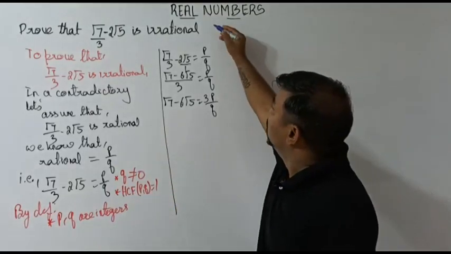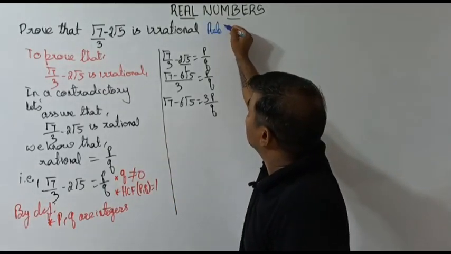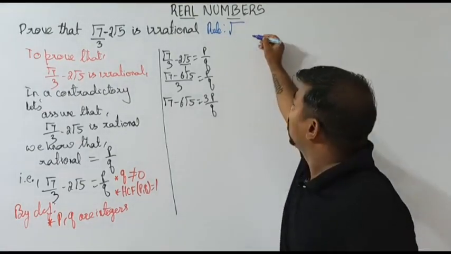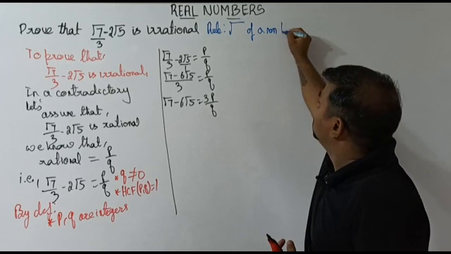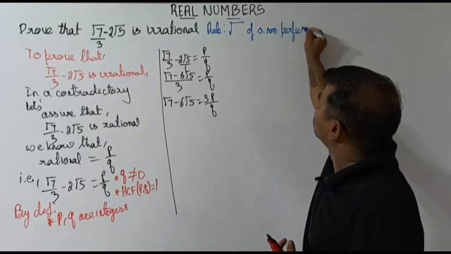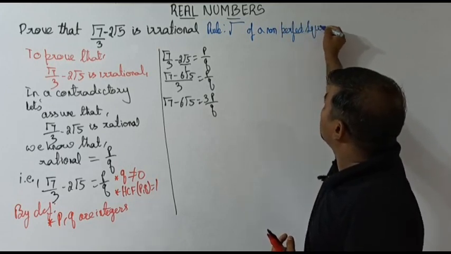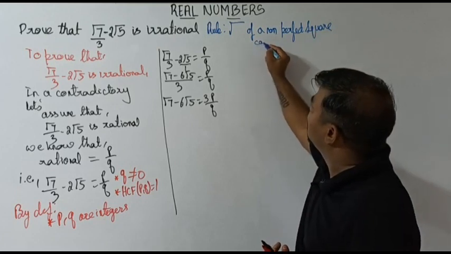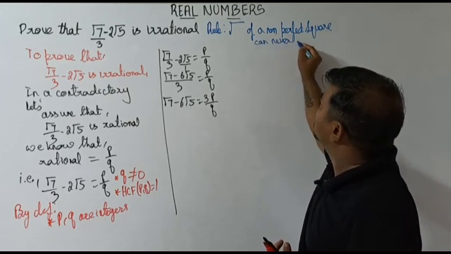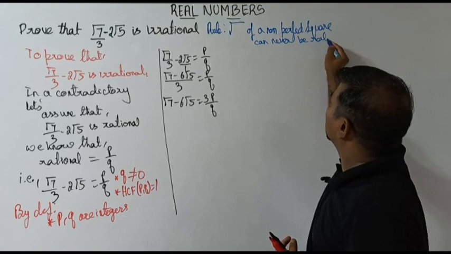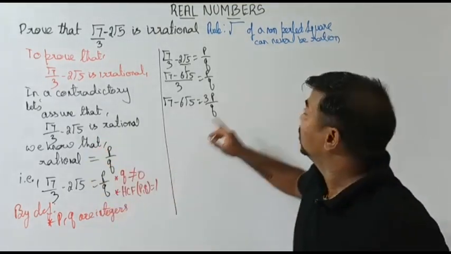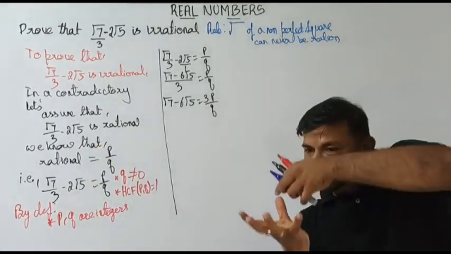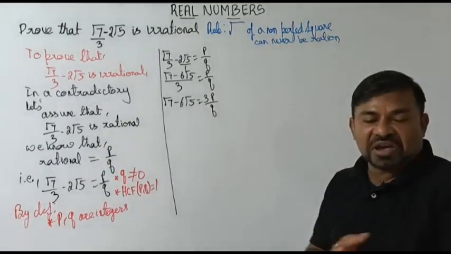I would like to write the rule here. Under root of a non-perfect square can never be rational. You have to remember this one. This is the important rule of a rational. Under the root of a non-perfect square can never be rational.